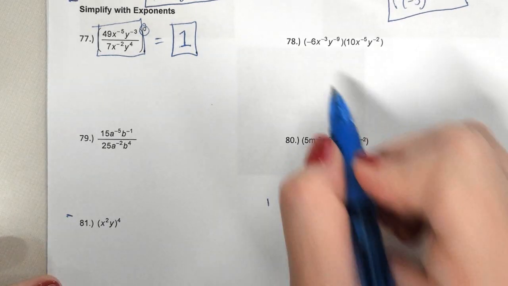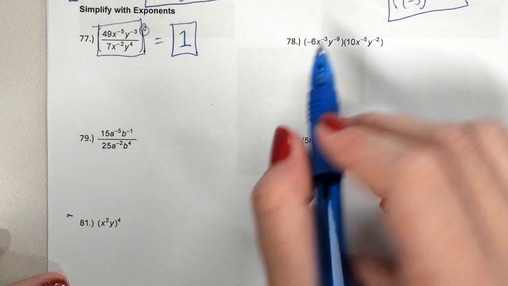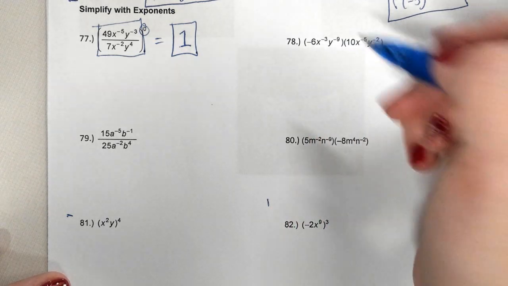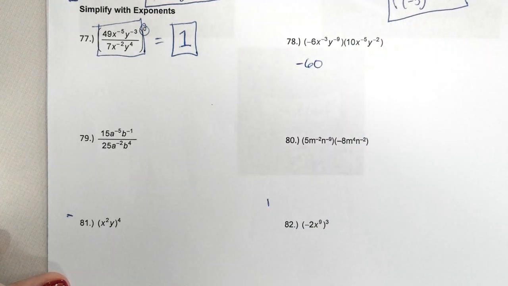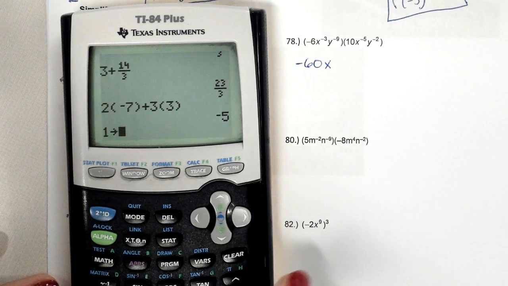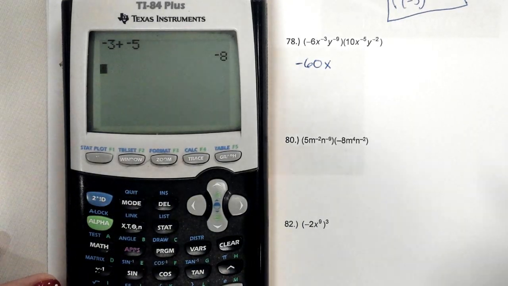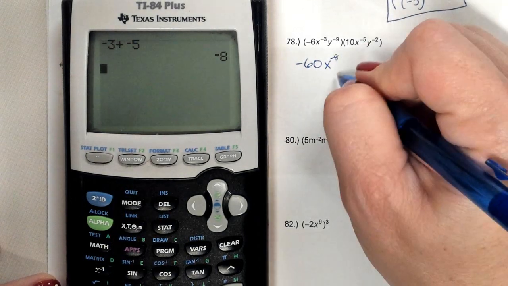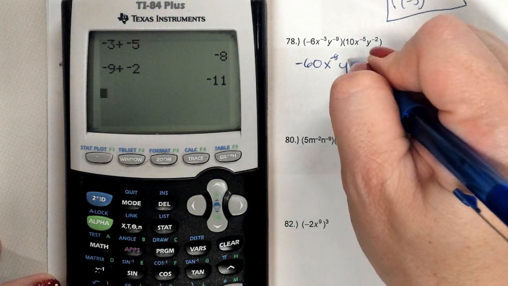Okay, 78 is multiplication. Remember, when you're multiplying, you add your exponents, but you still multiply your coefficients. So negative 6 times 10 is negative 60. And then I add my exponents. Negative 3 plus negative 5. Sometimes y'all struggle with negatives, so negative 3 plus negative 5 is negative 8. And then y, negative 9 plus negative 2 is negative 11.